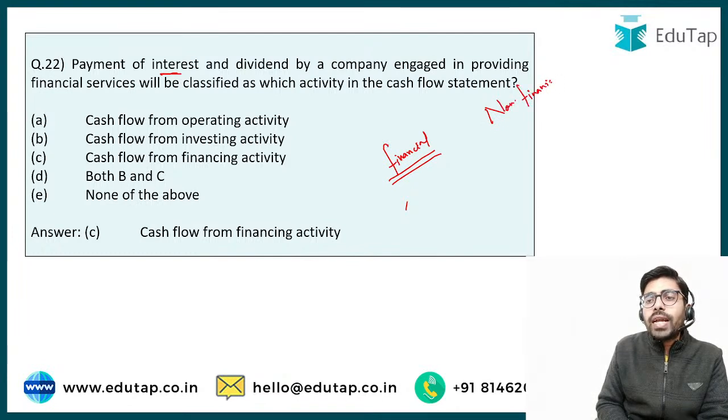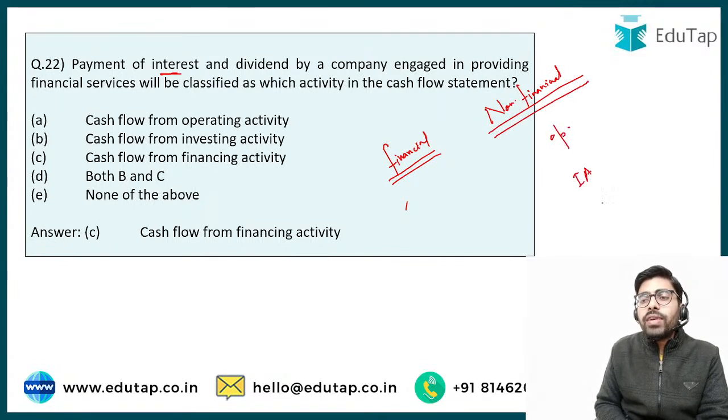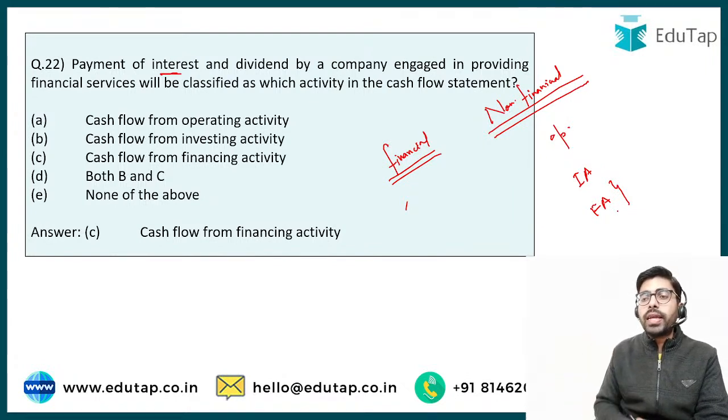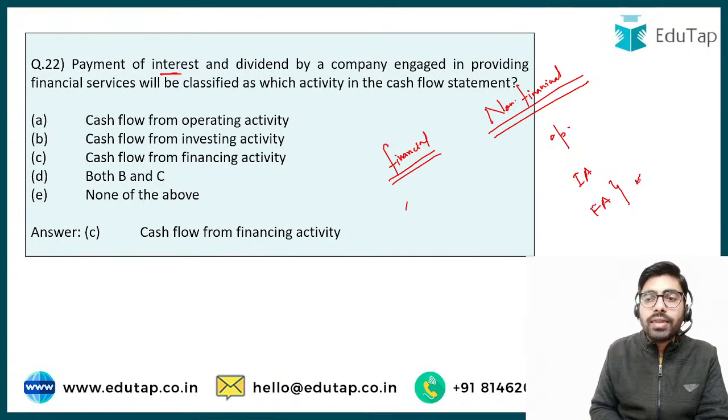So this is going to be my financial company, and other one is going to be my normal company or the non-financial company. Now if I talk about a non-financial company, we are absolutely clear कि operating activity, investing activity, financing activity, these three are there. And if we have raised some money for the purpose of financing our operations, this is basically classified as a financing activity. So any interest and dividend is going to be a financing activity.